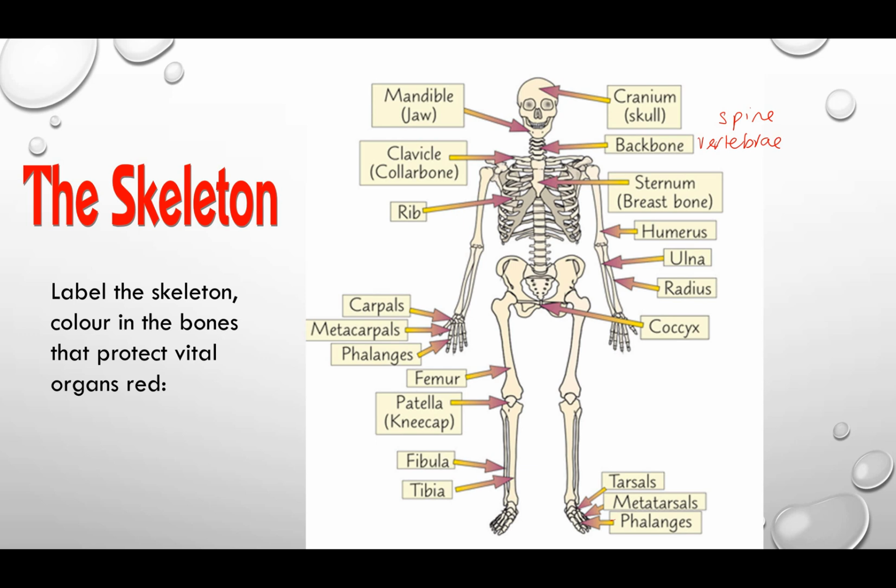So I need you to label up your diagram that you've got in front of you. And can you colour in the bones that protect vital organs in red? So that should be your skull, your cranium, this one here, and it should be your rib cage here. I'm sure you can do a much better job than me. And in some respect, the pelvis curves round, and it does help to protect the lower reproductive organs to some extent in the woman.